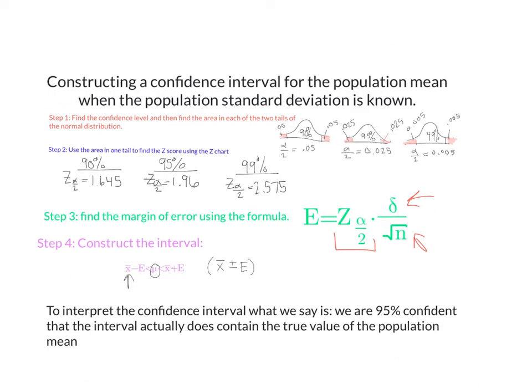Alright, the last thing to do with these intervals, once you actually construct the interval, is to interpret the confidence interval. So to interpret it, we say we are 95%, or whatever confidence level we have, confident that the interval actually does contain the true value of the population mean. Now that we've talked about constructing a confidence interval when we know the population standard deviation, we need to discuss how to construct a confidence interval when the population standard deviation is not known.